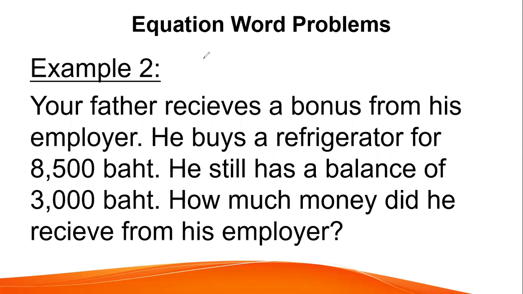So what we can do is highlight or underline the most important parts of the sentence. So he received a bonus from his employer and he bought a refrigerator for 8,500 baht. There you go. That's important. The first number is 8,500 baht. That is the cost of the refrigerator.